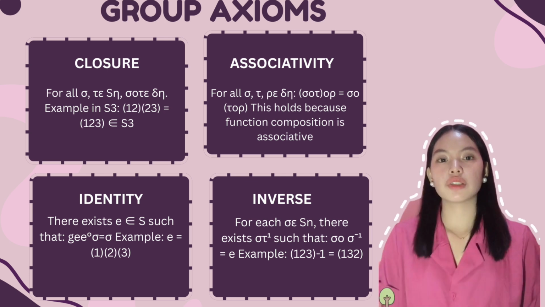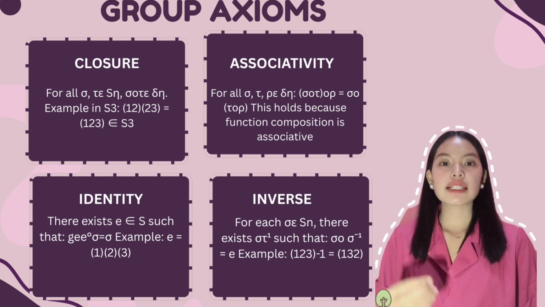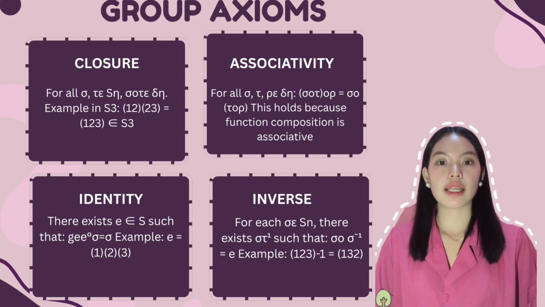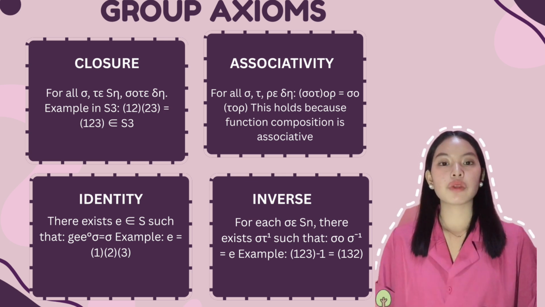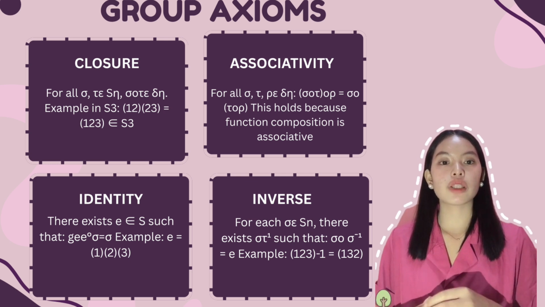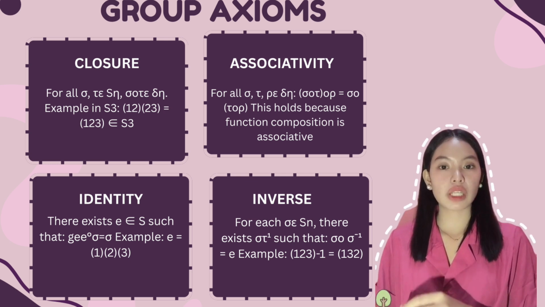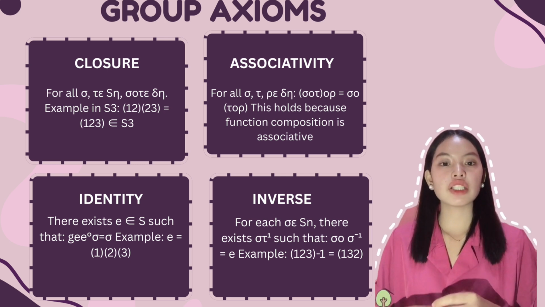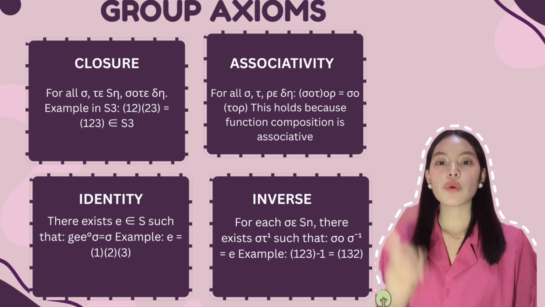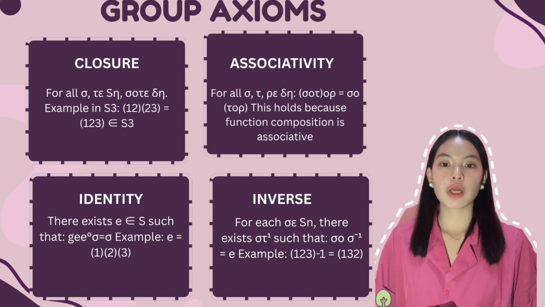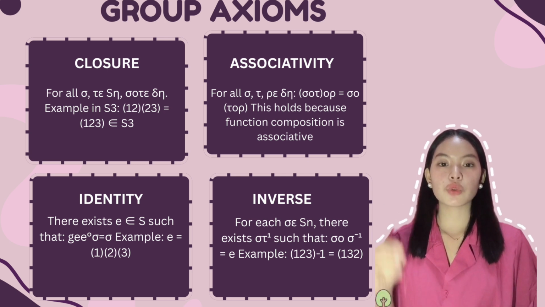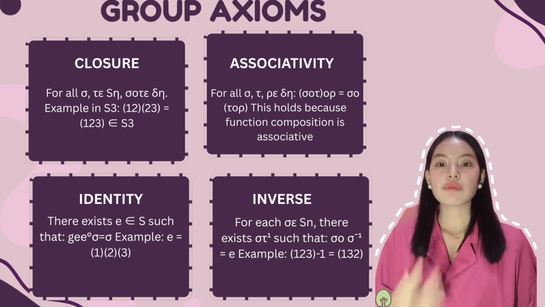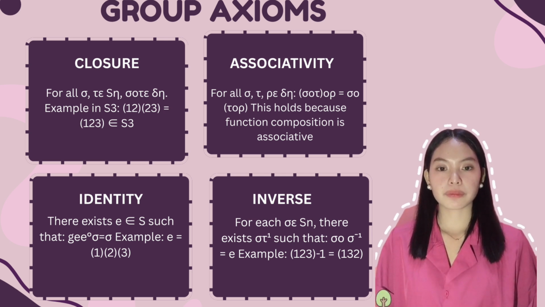The first is closure. For all sigma and tau in S sub n, the composition of sigma and tau is also in S sub n. For example, the permutation (1 2) composed with (2 3) equals (1 2 3), which is in S3. So closure means that combining 2 permutations in the group always results in another permutation from the same group. So S sub 3 is closed under composition.